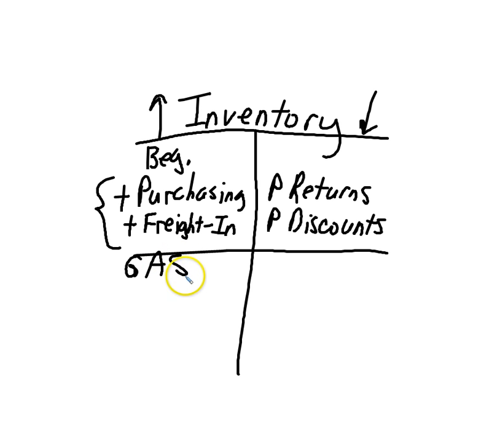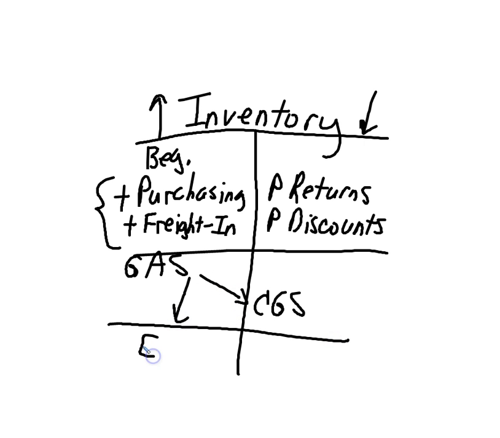Goods available for sale. And then, of course, either we're going to sell those, and that creates cost of goods sold, right? An expense. You would debit cost of goods sold and credit inventory. And if they're not sold, then they're still on hand in our ending inventory. Okay, so just a quick review over inventory.